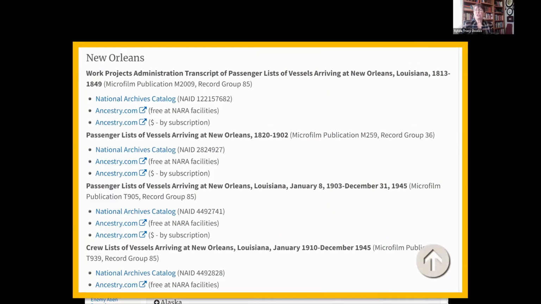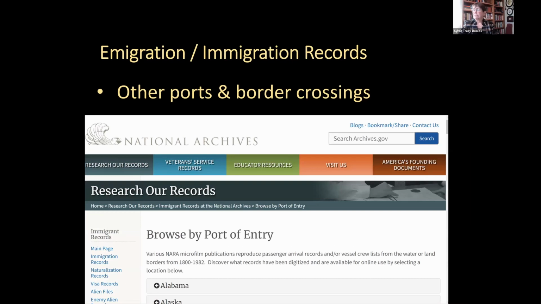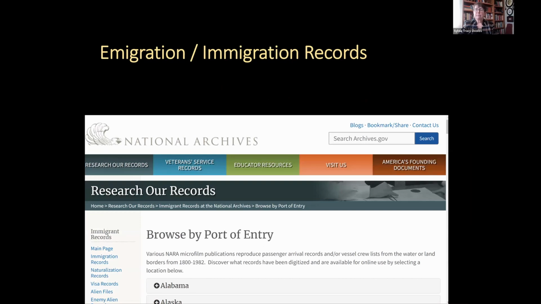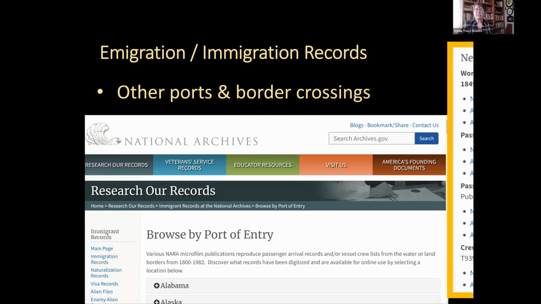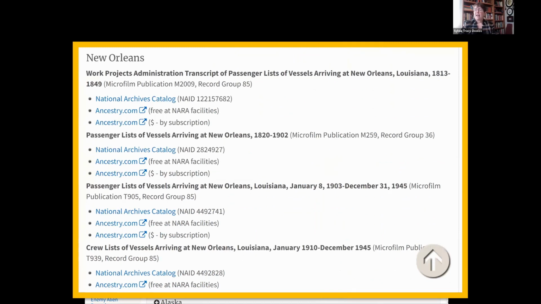So I'm just going to show you a couple of examples of this. This is New Orleans, Louisiana, because people have been coming into New Orleans since the 17th century, maybe even earlier. Whoops, I think I went the wrong direction. There we go. So we have records going quite far back.